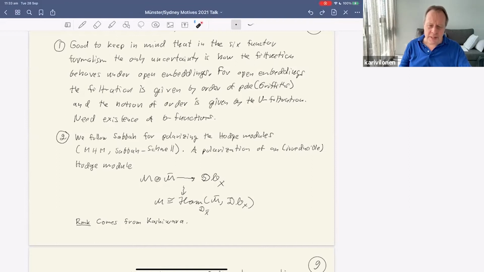A polarization on an irreducible Hodge module is a pairing from M tensor M bar to distributions on X. The story is in some sense completely algebraic, but we insert this polarization, which is not an algebraic thing. It's really an analytic thing, and the idea for this comes from Kashiwara. The polarization is such a pairing where you get an isomorphism of these two things. This idea comes from Kashiwara in a different context.